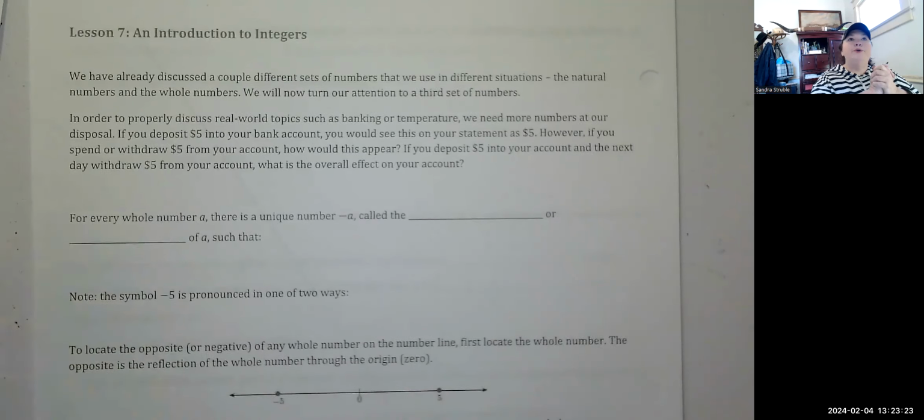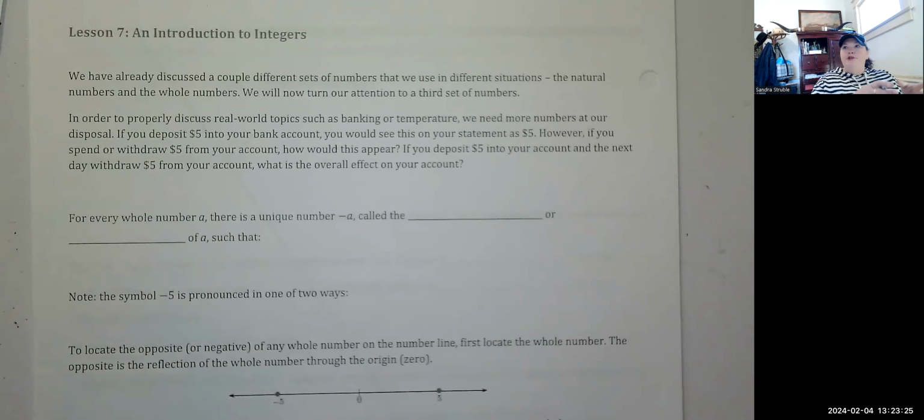Okay, so we've just finished our first exam. We've already discussed a couple different sets of numbers. We use these in different situations. So there's the natural numbers. Remember, those are 1, 2, 3, 4. It's what we use for counting. The whole numbers, 0 is added to the natural numbers. And that's how we answer the question, how many?